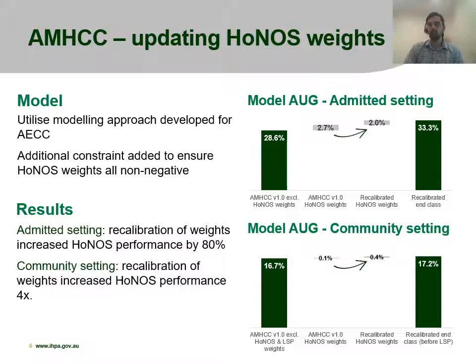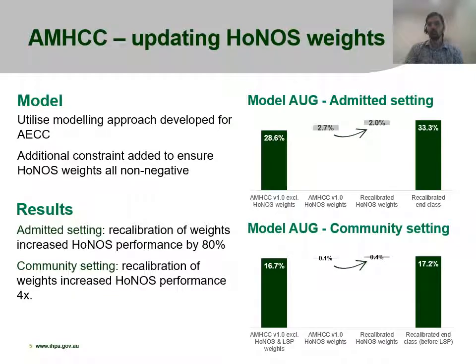The chart at the top right shows the performance improvements for the admitted setting. The existing AMHCC version 1 HoNOS weights contribute 2.7% to the gain statistic for the classification. This is a material contribution. However, recalibration of the HoNOS weights using the national data increases this contribution by a further 2 percentage points. In relative terms, this is an 80% uplift in the contribution of HoNOS.